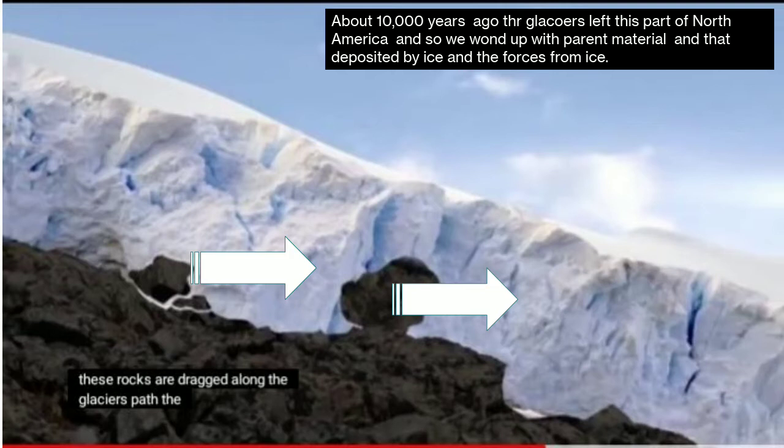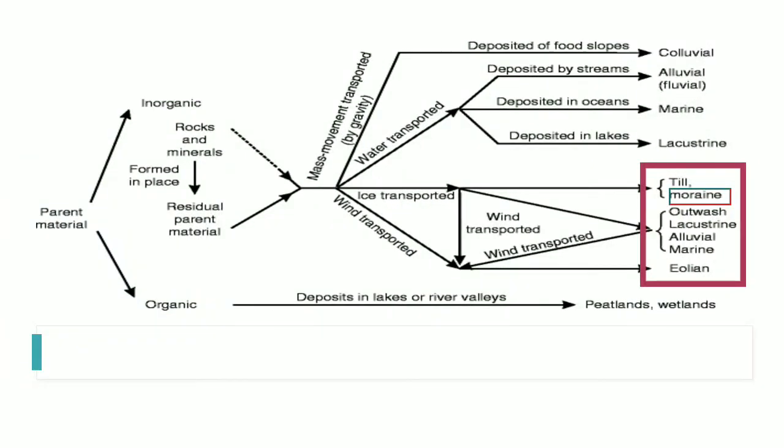About 100 years ago, the glaciers left this part of North America, and so we wound up with parent material deposited by ice and the forces from the ice, moving water, or wind. The glaciers left behind a huge range of different landforms. They left behind things like moraines, outwash plains, spillways, deltas, and lacustrine deposits.